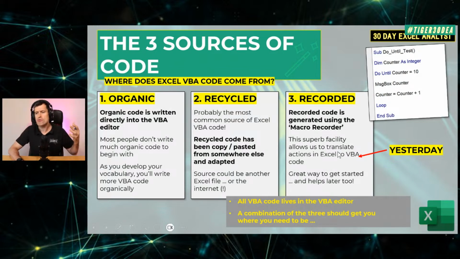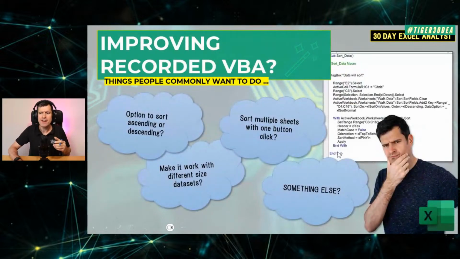So yesterday we recorded some code. Today we're going to deal with improving recorded VBA code. Now, in our context, we've just done a simple operation, which is sorting data. So what else might we want to do? Well, we've sorted the data. We might want to change the sort order. You might want to sort from high to low. You might want to sort from low to high.